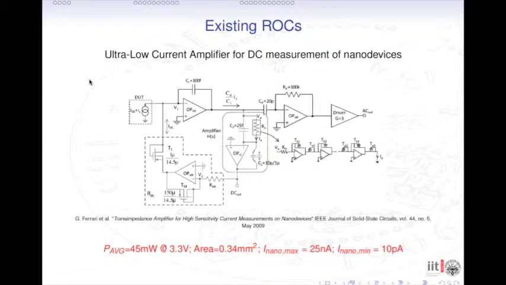In literature, there are existing circuits for ultra low current interface. For example, this ultra low current amplifier is used to measure the DC current of the nanomaterial, but it occupies more or less 0.34 square millimeters, and it consumes about 45 milliwatts. That is too much to be integrated in a micro-to-nano chip.